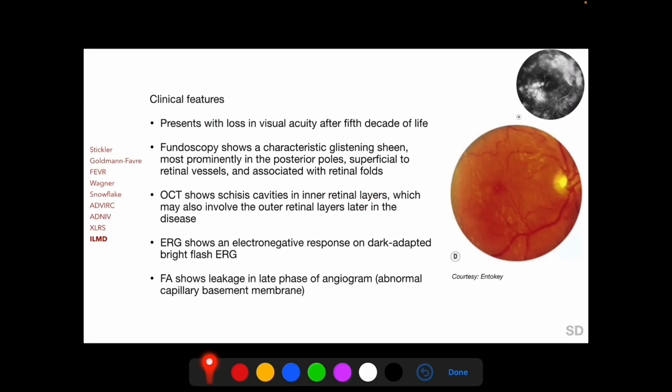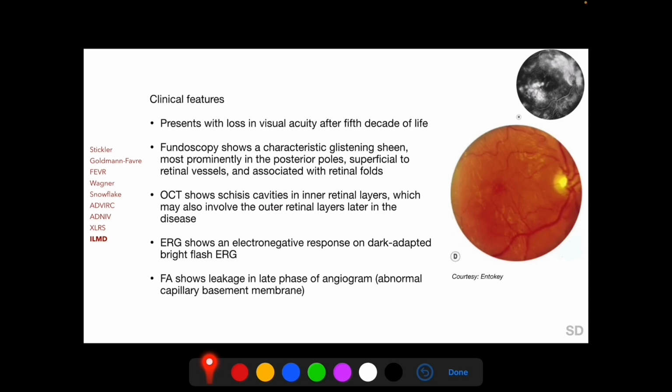Patients with ILMD present with loss in visual acuity only after the 5th decade of life, and ophthalmoscopy shows a characteristic glistening sheen, as seen here in this clinical photograph, most prominently in the posterior pole and superficial to the retinal vessels. OCT shows schisis cavities in the inner retinal layers, which may also occur in the outer retinal layers later in the disease.